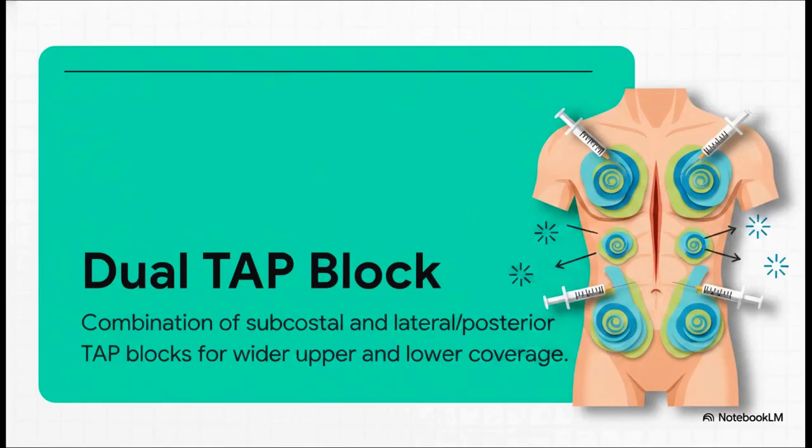But what happens if you have a patient with a massive midline incision, maybe from a major exploratory laparotomy, and you really don't want to perform that technically demanding oblique approach? Enter the dual TAP block. This is a brilliant strategy.